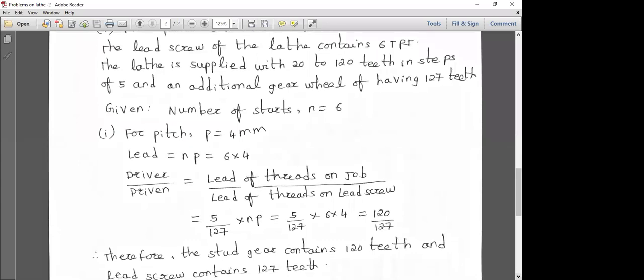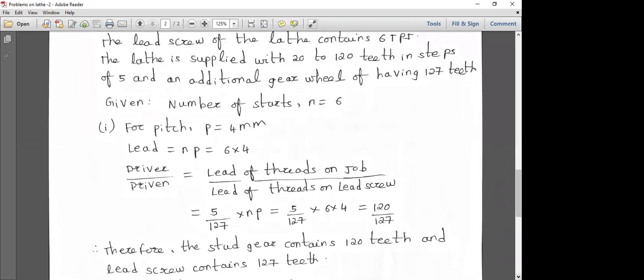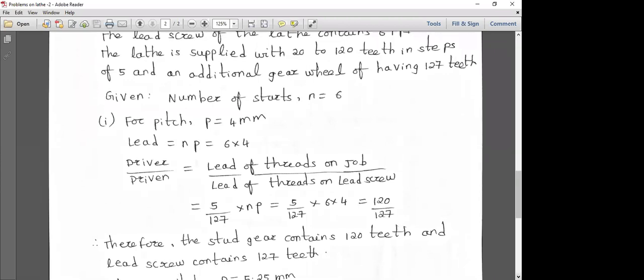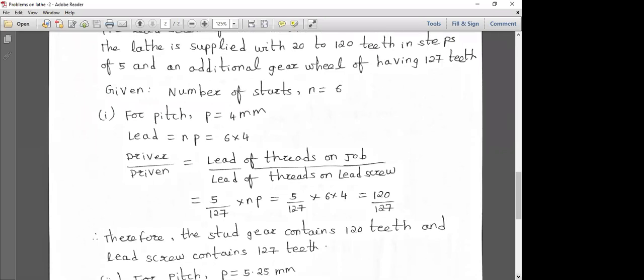So what is the meaning of this? The stud gear, that is the driver, contains 120 teeth, and the lead screw contains 127 teeth. That is how you have to depict it, because this is only for the simple gear train.